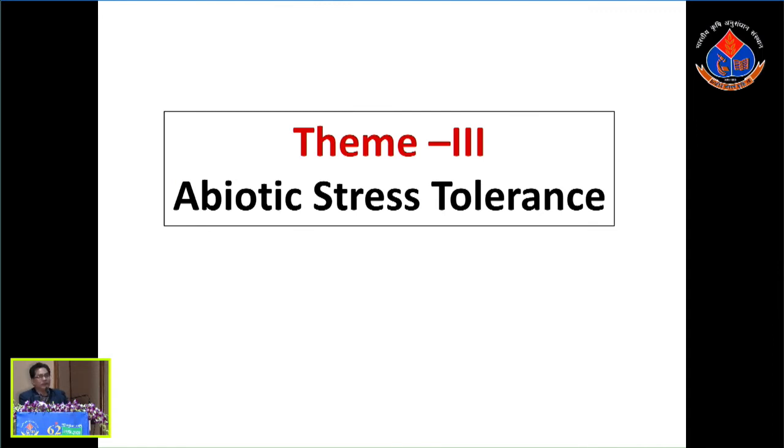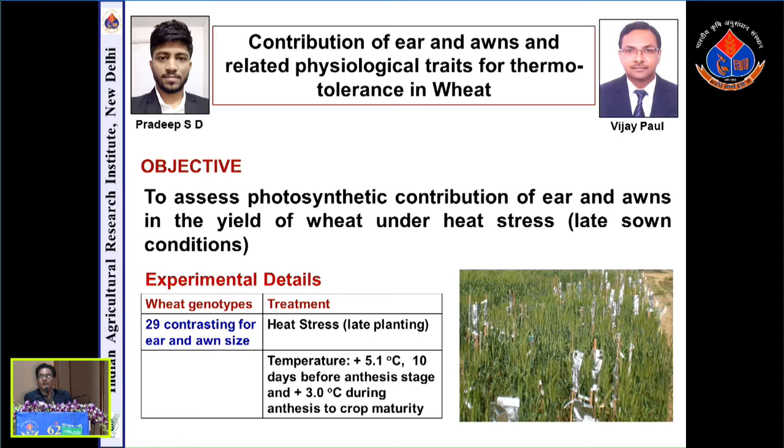The third thematic area of the research is abiotic stress tolerance. The first work was done by Mr. Pradeep for the MSc program under the guidance of Dr. Vijay Paul, and his overall objective was to assess the photosynthetic contribution of ear and ONS in the yield of wheat under heat stress conditions by late planting. They took 29 contrasting wheat genotypes which differ in their ONS and ear size, and the heat stress treatment was given by late planting conditions.